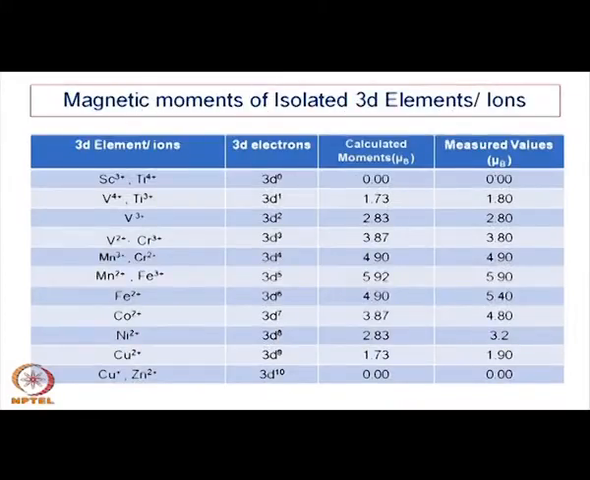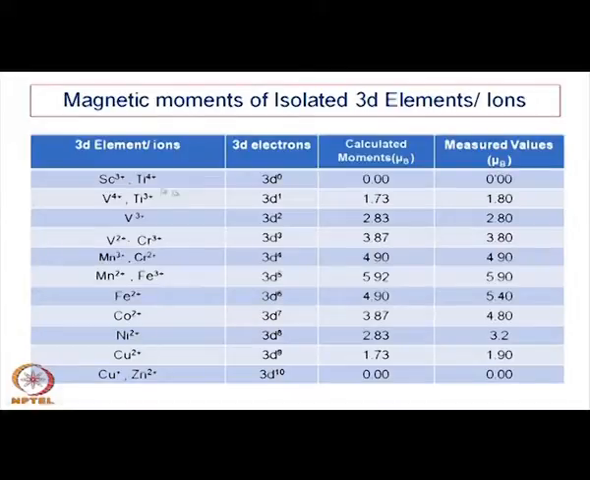Here is a list of magnetic moments of isolated 3d electron elements or ions, depending on the number of electrons available in the d shell. These are some of the ions.